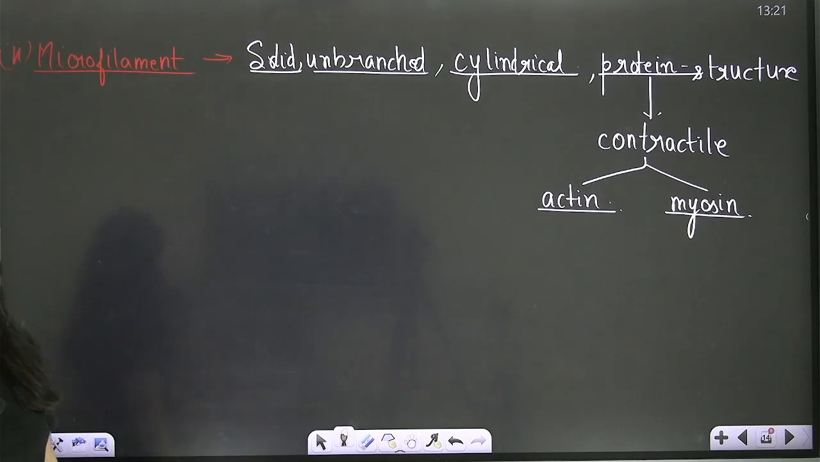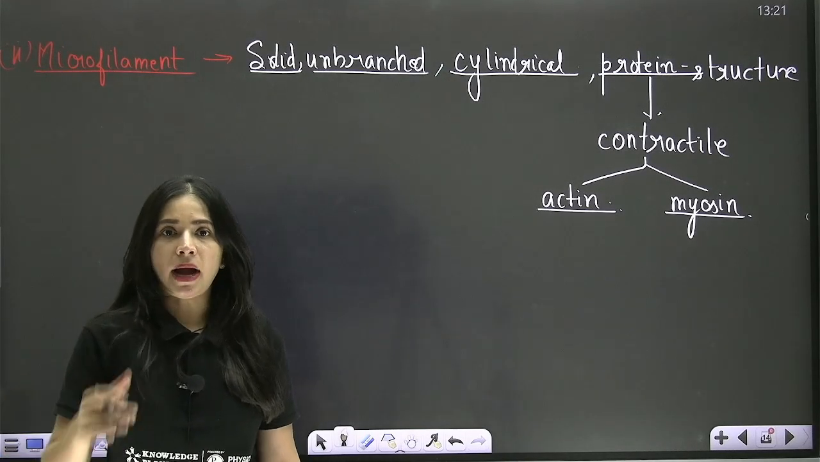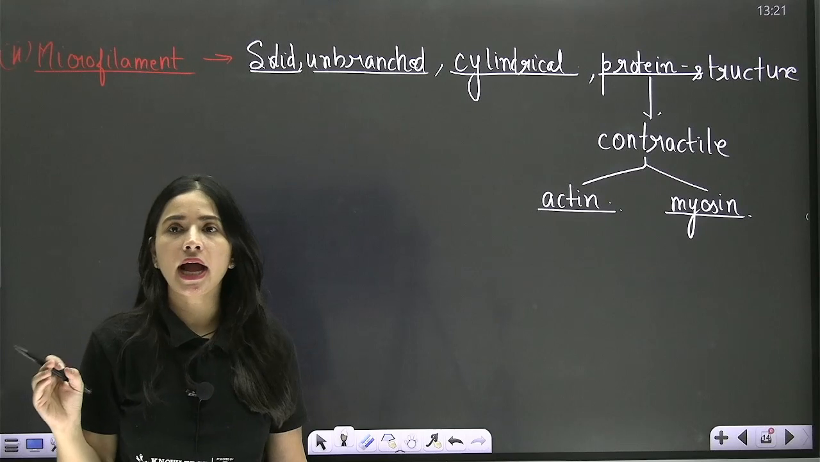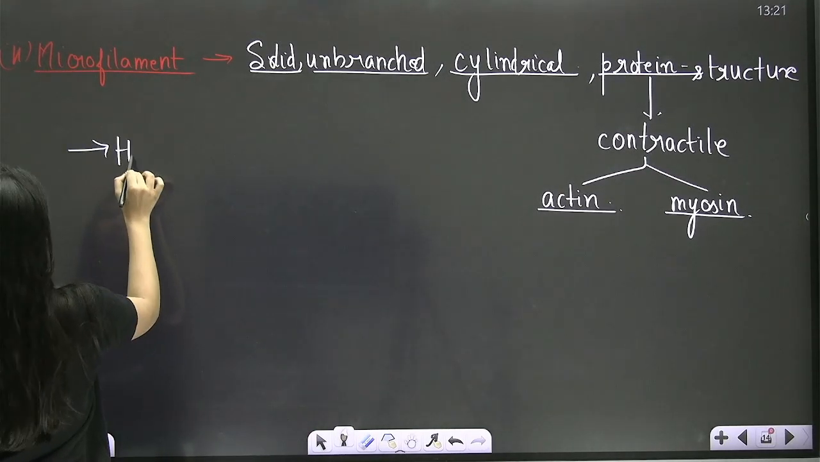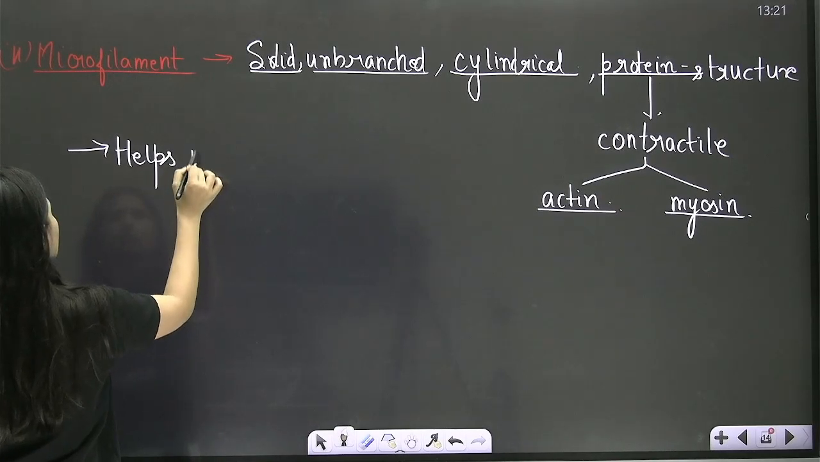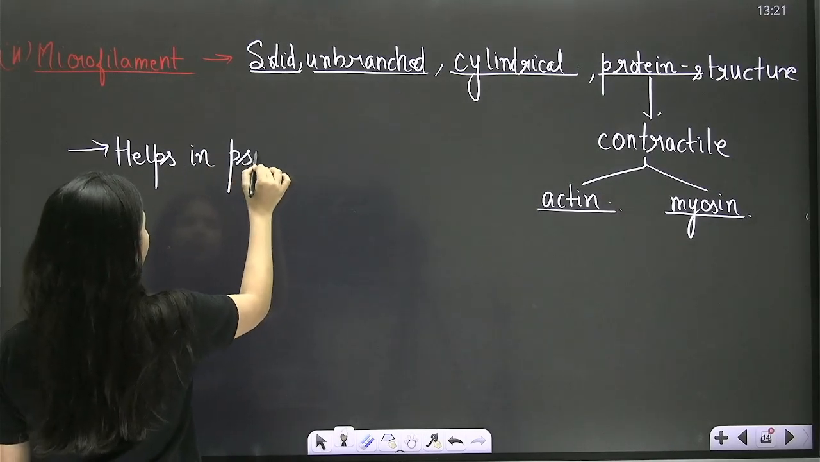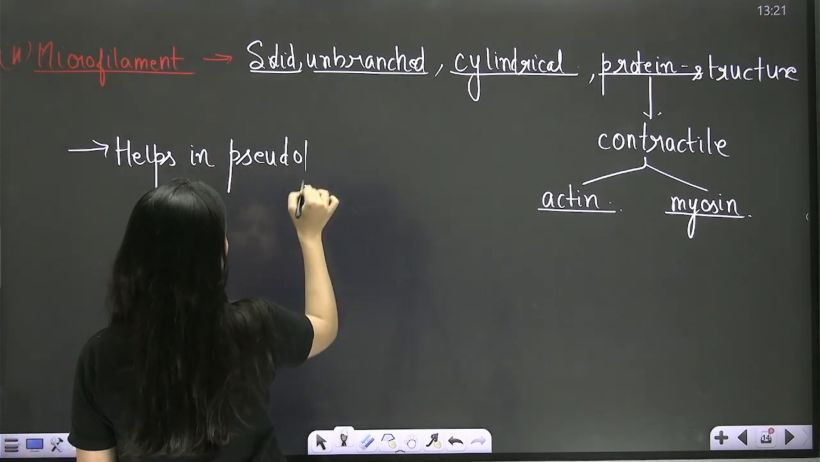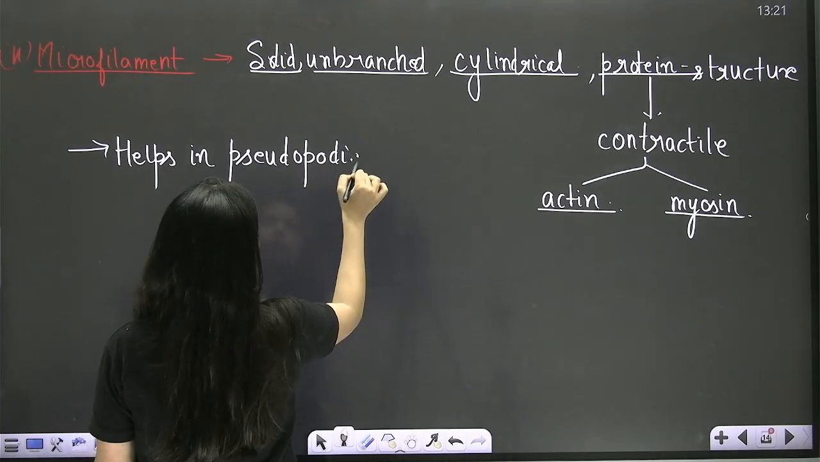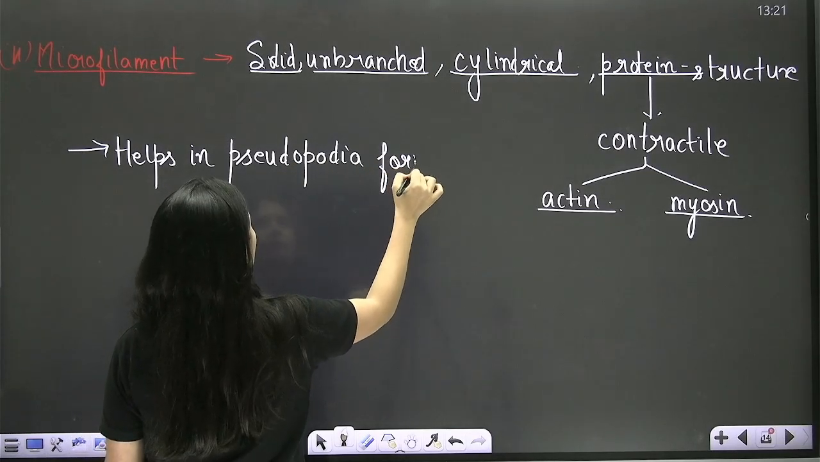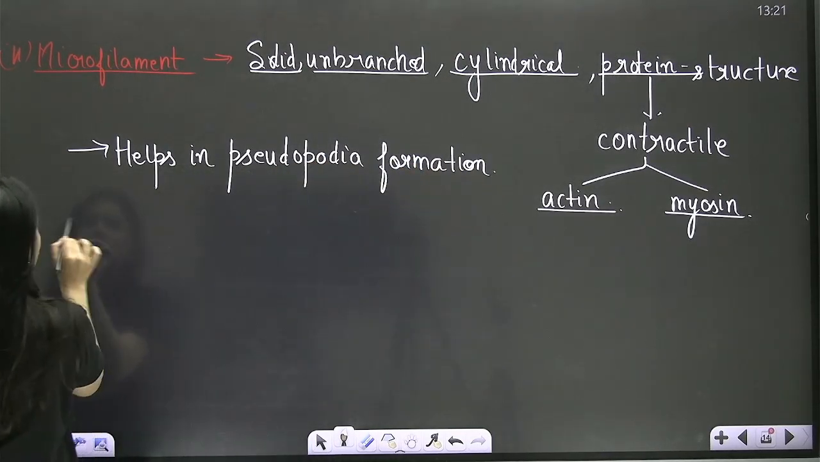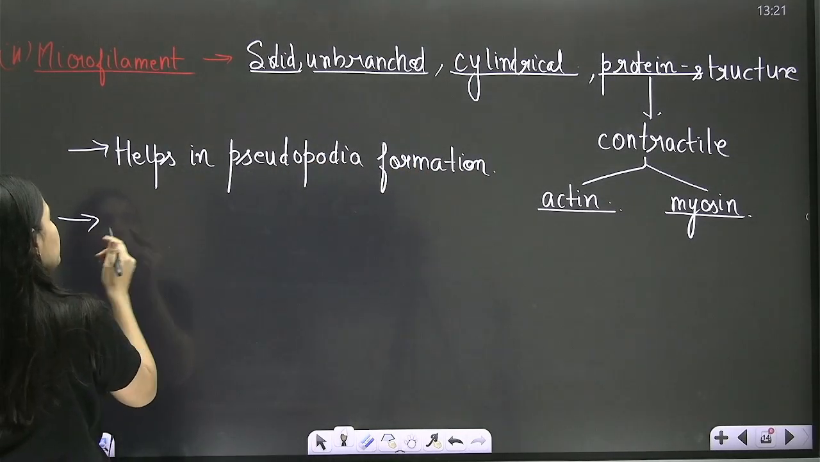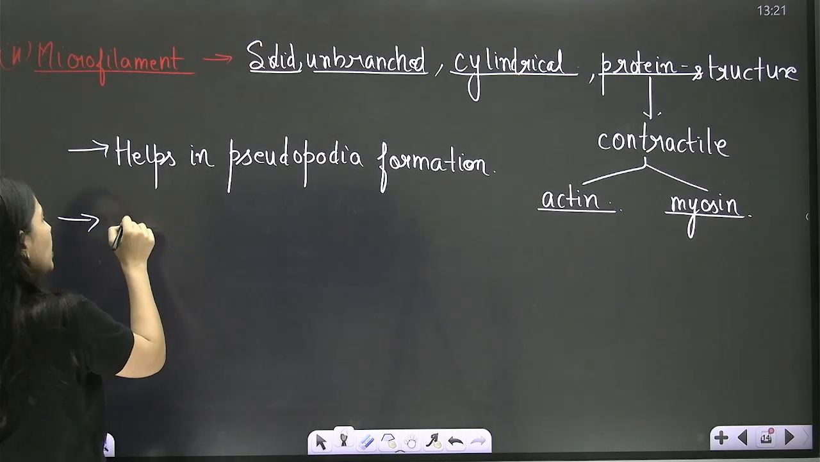So they are found in your muscles. Apart from this, they also help in pseudopodia formation. So main functions are, they help in pseudopodia formation. First point. Second, they also help in cytokinesis of animal cell.